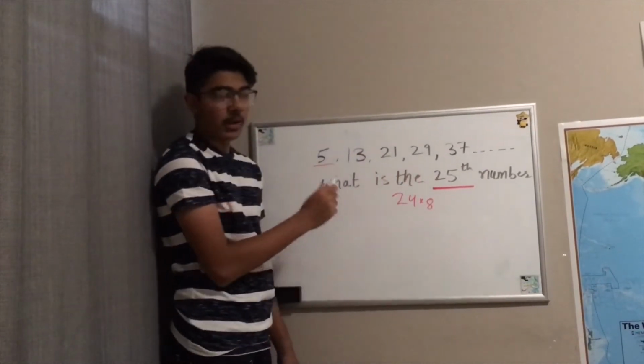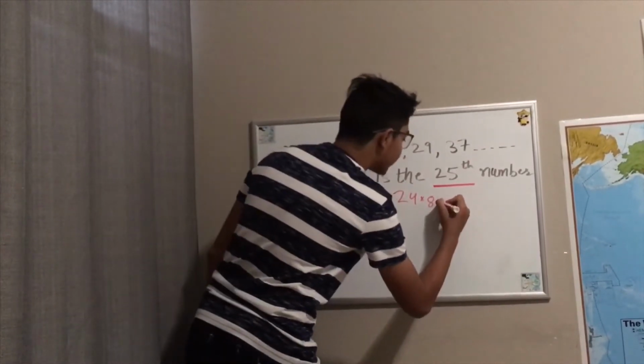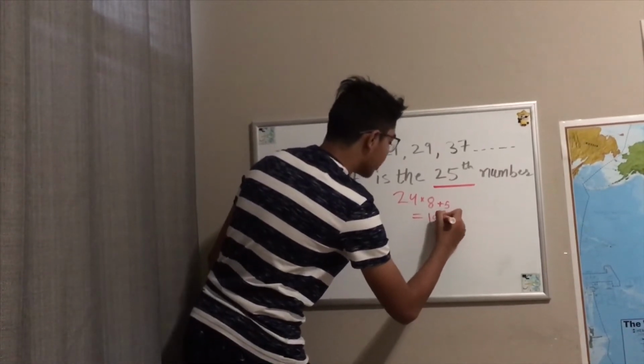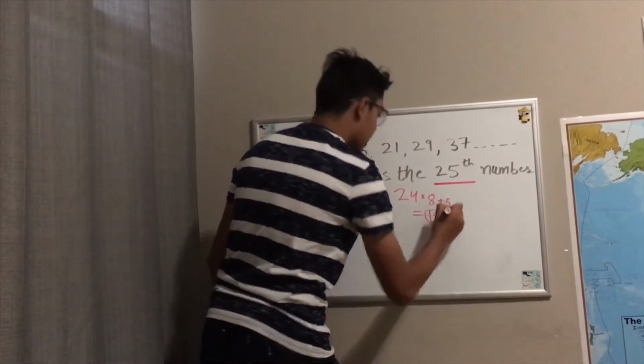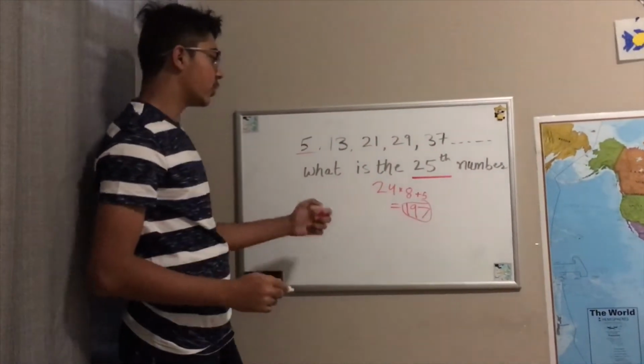But we have to be careful. We can't stop here because we started off with 5. So we have to add 5, and that also gives the answer 197.